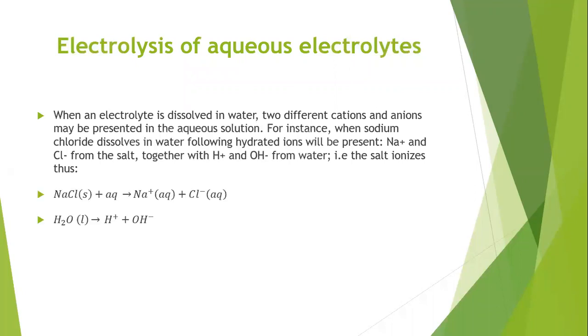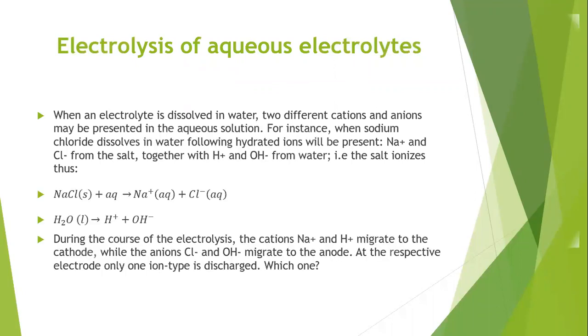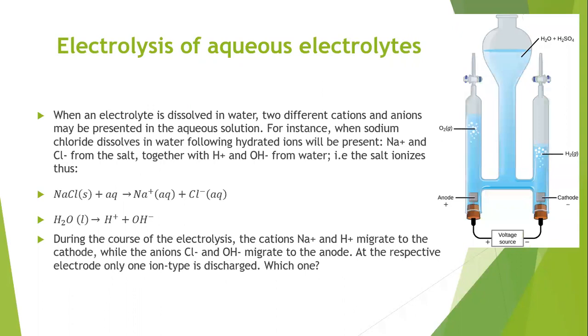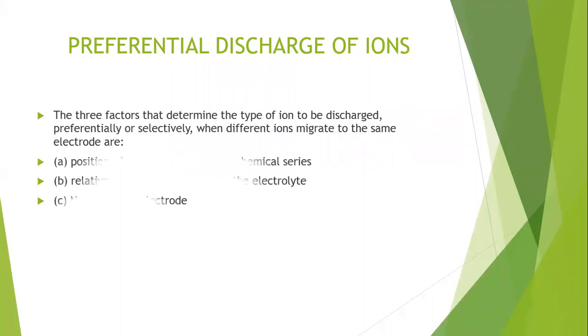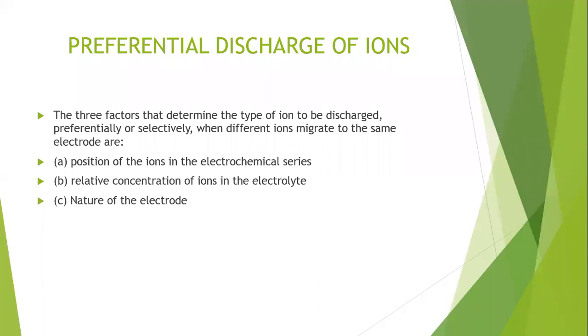And finally, we looked at the factors that affect differential discharge of ions, and those factors are basically three in number. We said the factors are the position of ions in the electrochemical series, the relative concentration of ions in the electrolyte, and the nature of electrodes. So that's going to end the class for today.